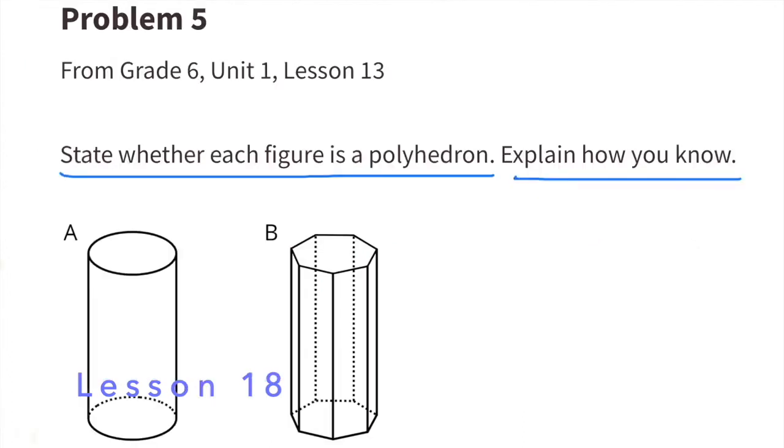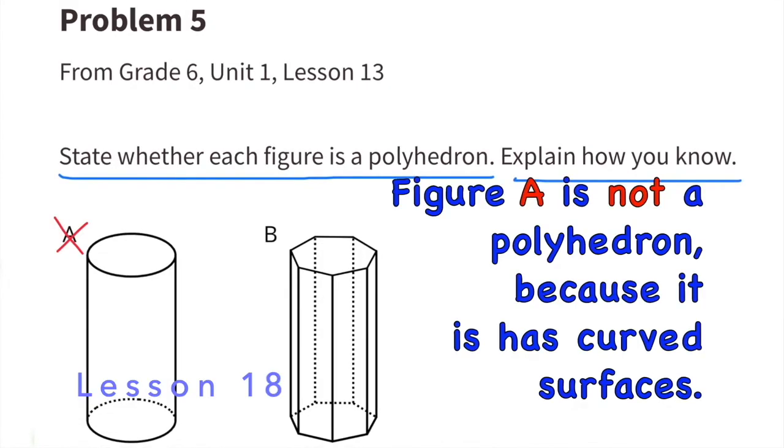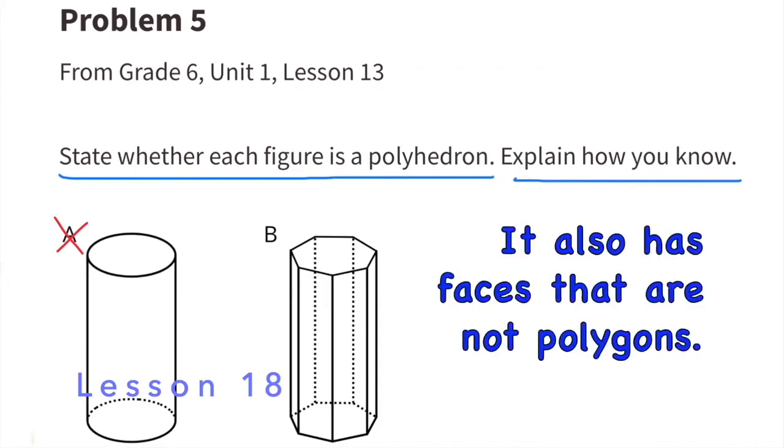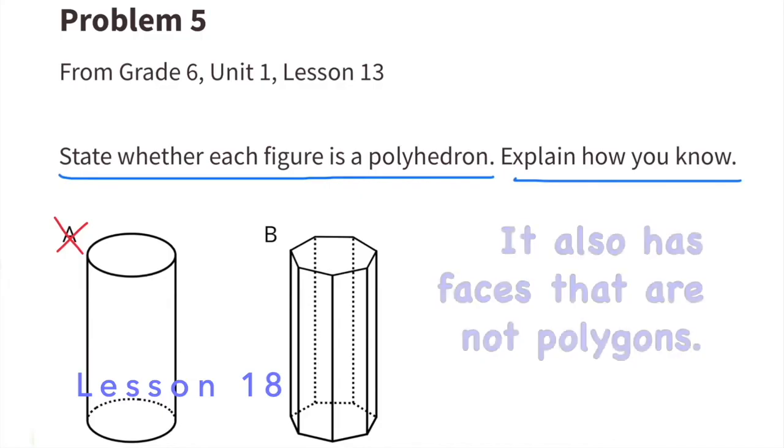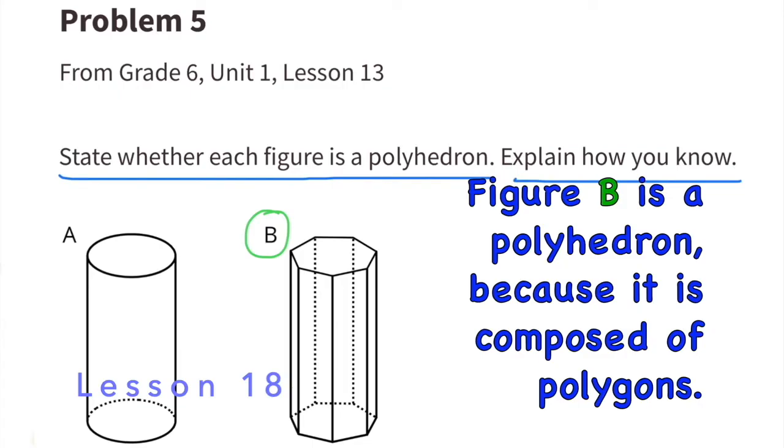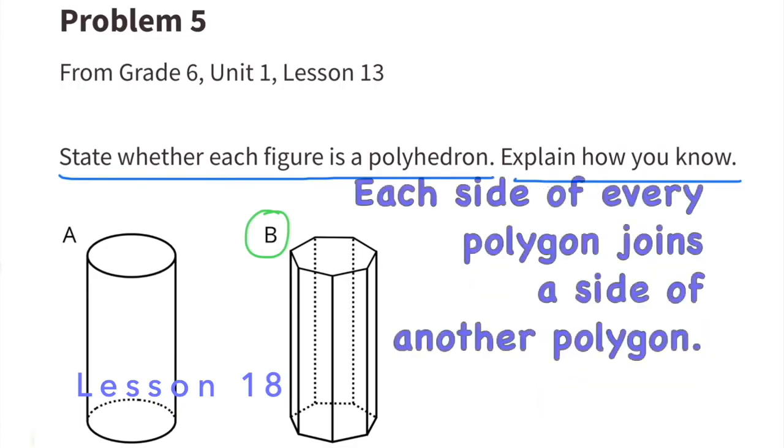Number 5. State whether each figure is a polyhedron. Explain how you know. Figure A is not a polyhedron because it has curved surfaces. It also has faces that are not polygons. Figure B is a polyhedron because it is composed of polygons. Each side of every polygon joins a side of another polygon.